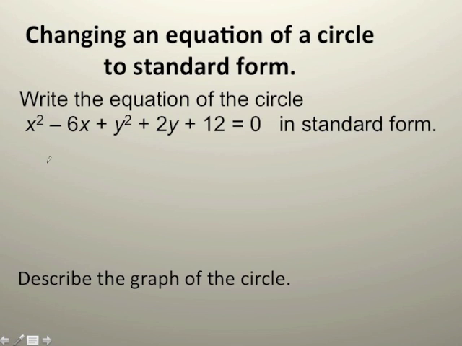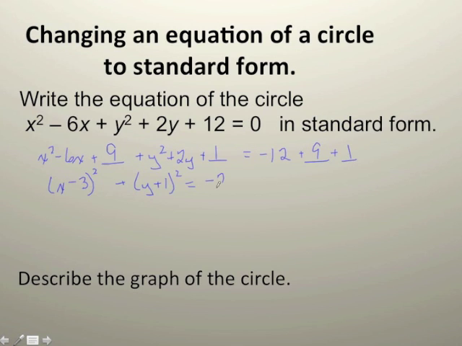Here's another one. We want to get it in standard form. x squared minus 6x plus something, y squared plus 2y plus something equals, remove the 12, negative 12. Half of negative 6 is negative 3. We want to add the square of that to both sides. 9 plus 9. Half of 2 is 1. Squared is 1. Add that to both sides. Now I've got negative 12 plus 9 plus 1.